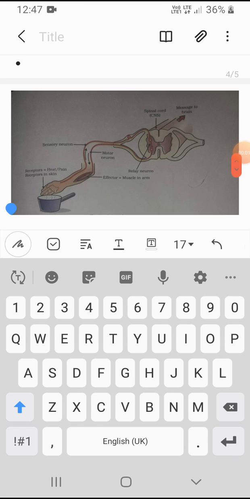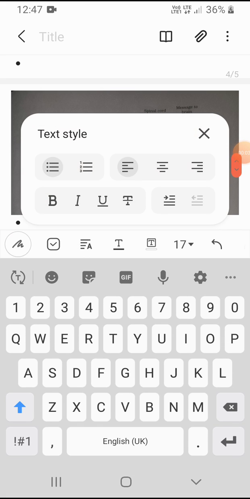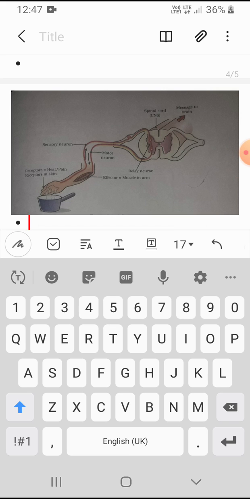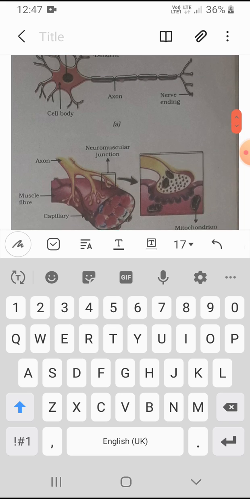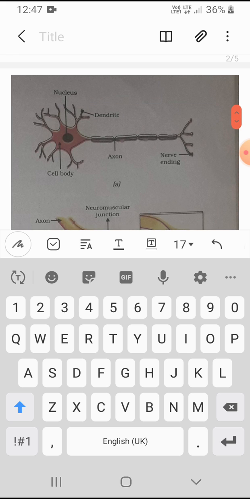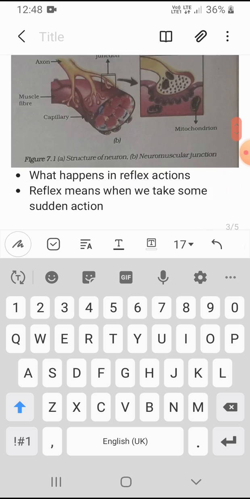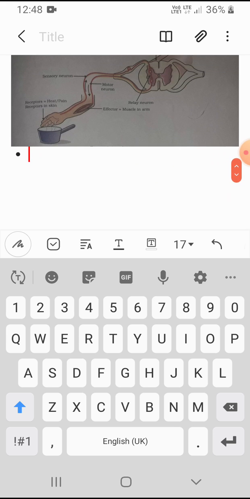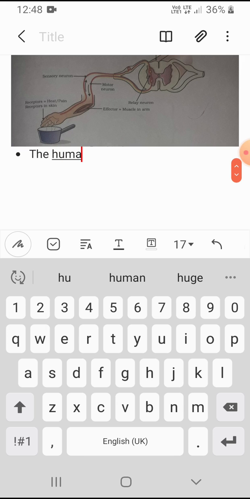So the next topic after the reflex arc. Now you know about the reflex arc and the neurons. Don't forget this neuron diagram. They may ask you to draw the neuron diagram for 1 mark or 2 marks. Mainly they may ask for 2 marks, not 1 mark. So next is the human brain.